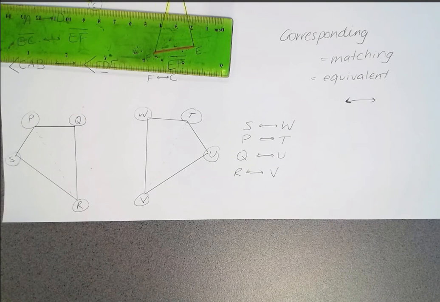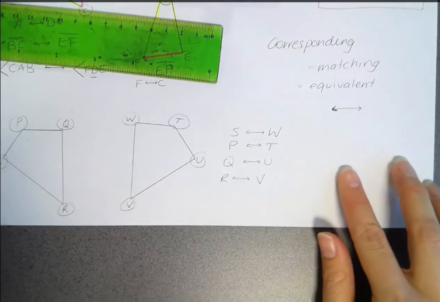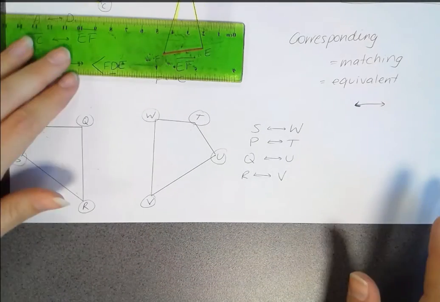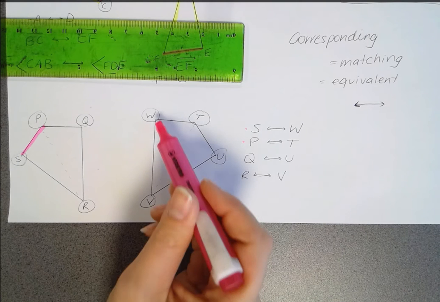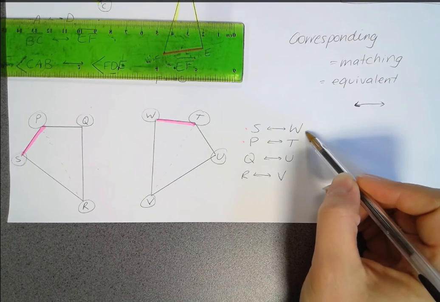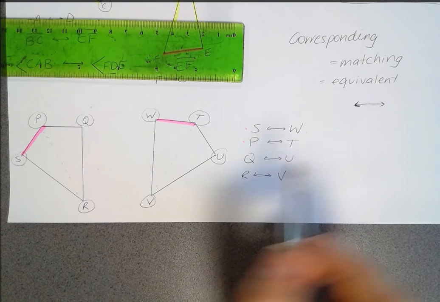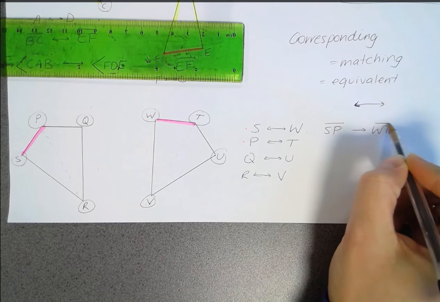Okay, now let's worry about some sides. We want to do the vertices, the sides, and the angles. All right, we have got sides in pink. So from S to P, traveling in that same direction, from S to P, we have a corresponding side W to T. Is that right? Yep. Right, S to P, W to T. So SP corresponds with side WT.